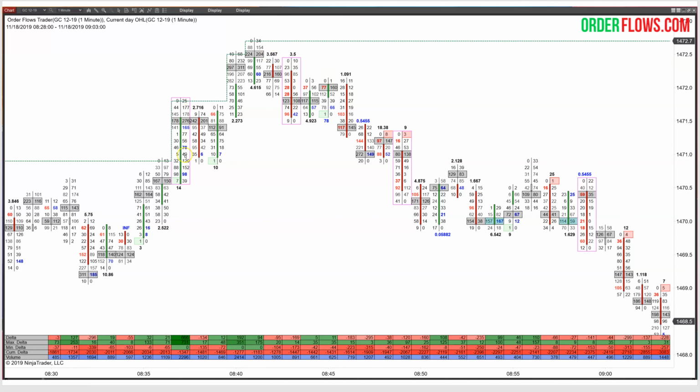And then market starts coming off. You got negative delta, right? Then the next bar, stronger negative delta.